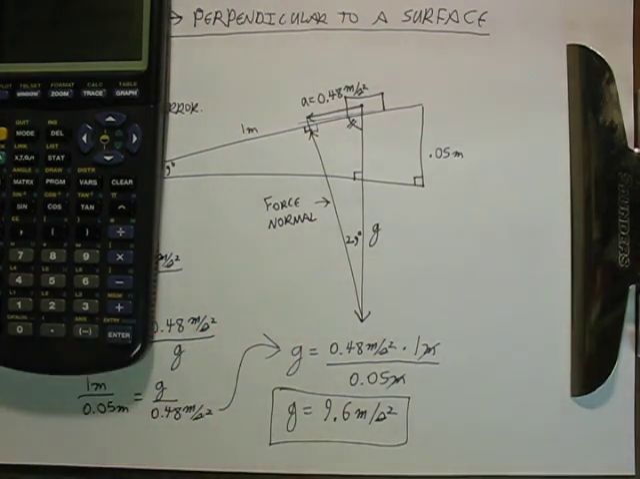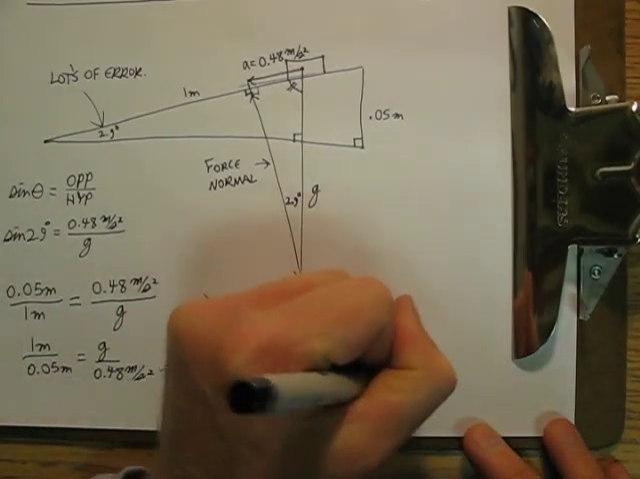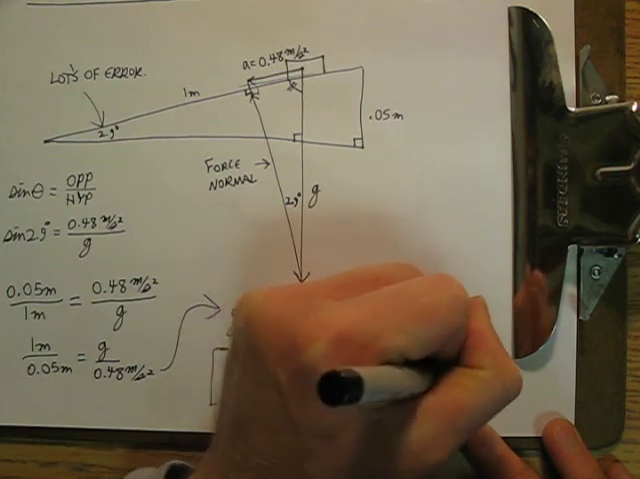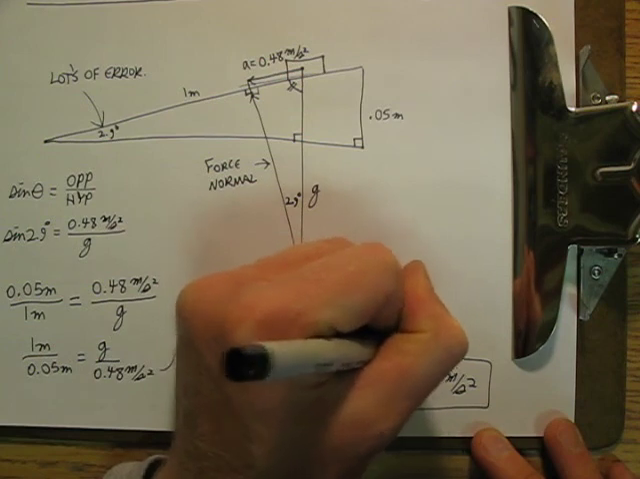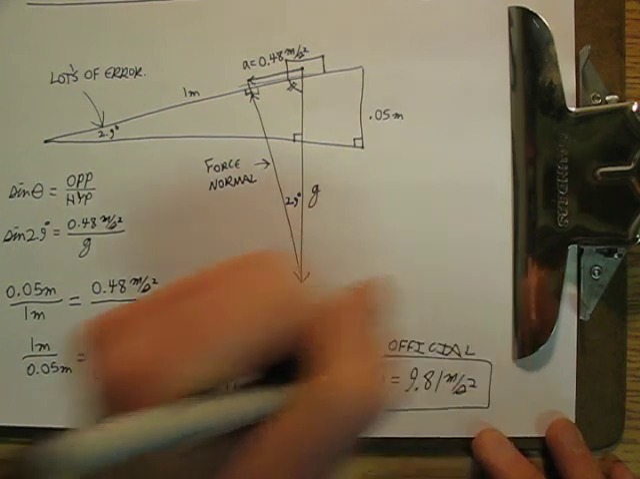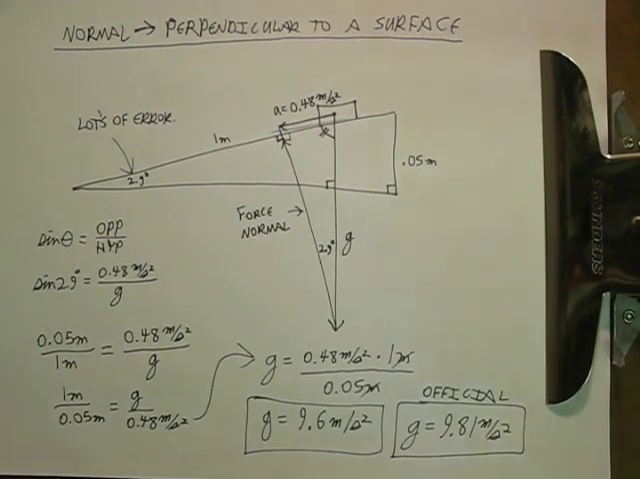Now, some of you by now should know that the official value for people who are doing it with equipment that is much, much, much more accurate than my setup, my setup is very inaccurate, but you should know that the official value for g is 9.81 meters per second squared. That's official. So I got close. I think I got reasonably close. I'm happy with that. And I'm going to end this video right here.